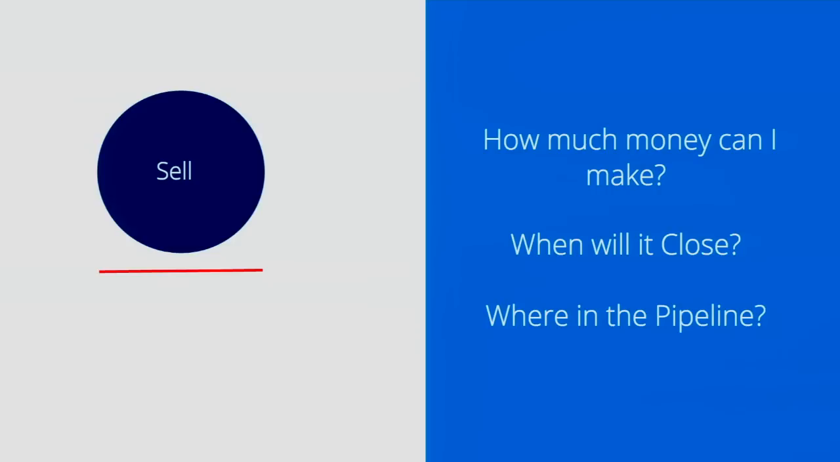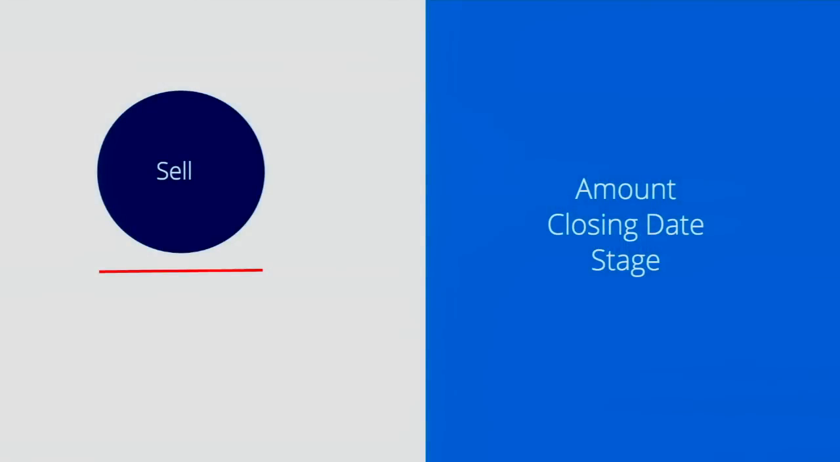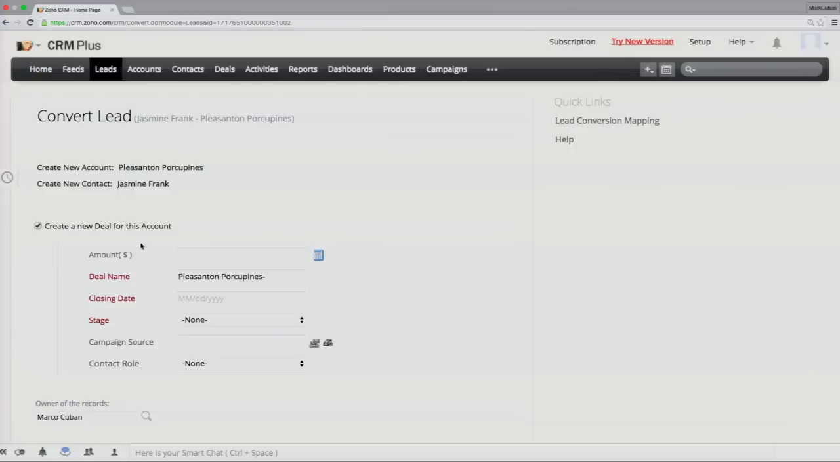And in this section, you're going to have to answer these three questions before you can actually save the record. How much money can I make? When will it close? And where is it in the pipeline? And that's going to go into the amount, closing date, and stage. So we're all here on this screen. Let's go ahead and add the amount. Let's say the uniforms are $5,000. The deal name, it defaults to the account name, and I can edit it or add more information.